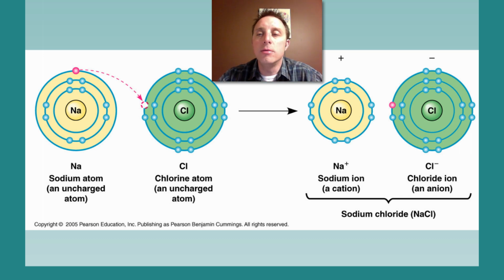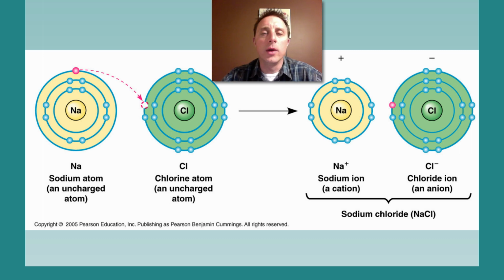And since these two ions now have opposite charge, they end up sticking to each other. And this is what we call an ionic bond. Okay, this is when two atoms of very, very different electronegativities get together and trade electrons.